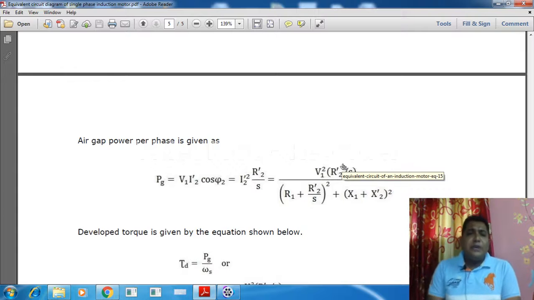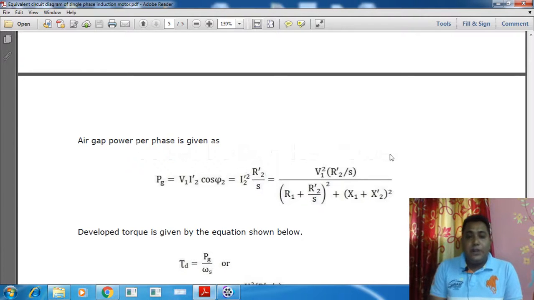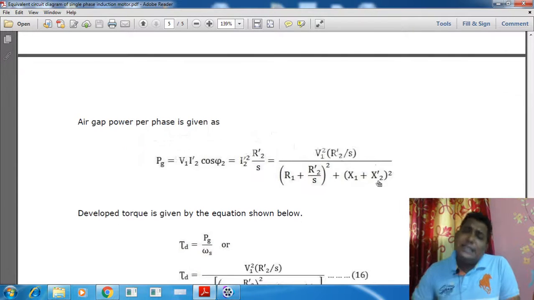Now we can say the air gap power per phase is given by Pg, which is equal to V1 I2 bar cos phi 2. Those are actually the mathematical expressions. I think you will very easily understand this one, so I am not going into a detailed discussion. Here V1 I2 bar cos phi 2 is equal to I2 bar square into R2 bar by S, which is equal to V1 square R2 bar by S divided by (R1 plus R2 bar by S) whole square plus (X1 plus X2 bar) whole square.